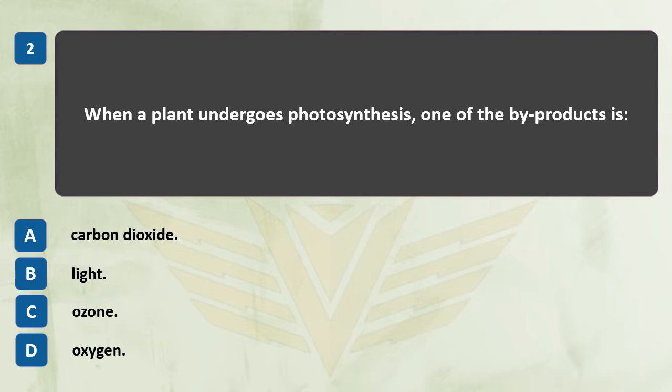When a plant undergoes photosynthesis, one of the byproducts is: A. Carbon dioxide, B. Light, C. Ozone, D. Oxygen.